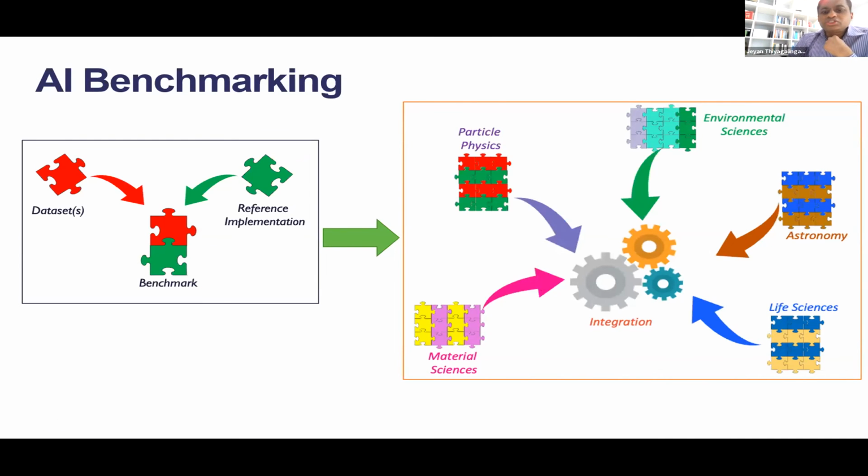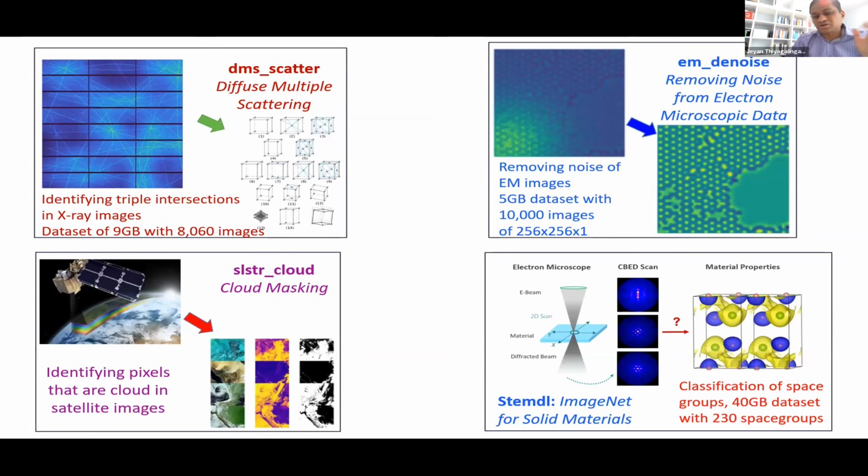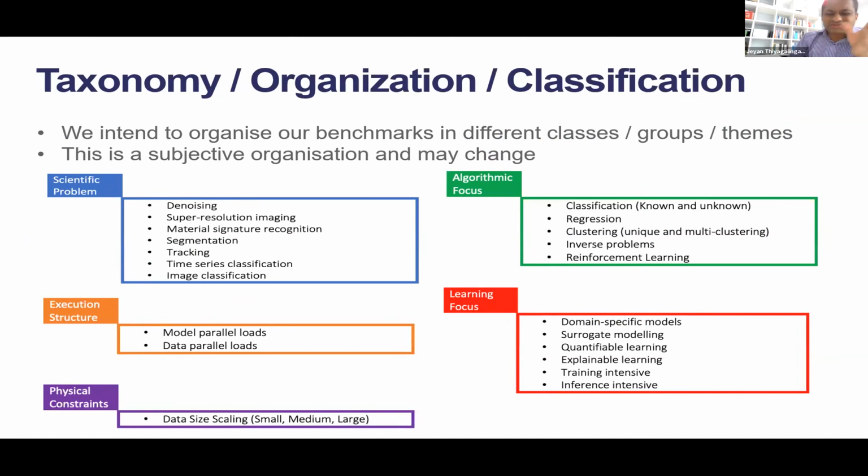But for us, the notion of AI benchmarking includes two things. We would like to have a problem we would like to solve, a data set connected with that problem, and a reference implementation for it. What we call a single benchmark is made up of a data set and a reference implementation solving a particular science problem. We replicate this across different scientific problems, and it becomes a benchmark suite. That's what you have seen here with four different examples, but there are a lot of others that we are working on.